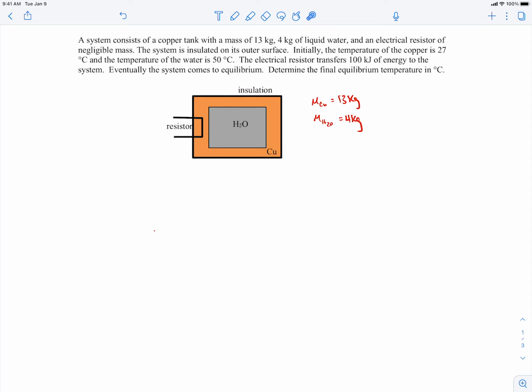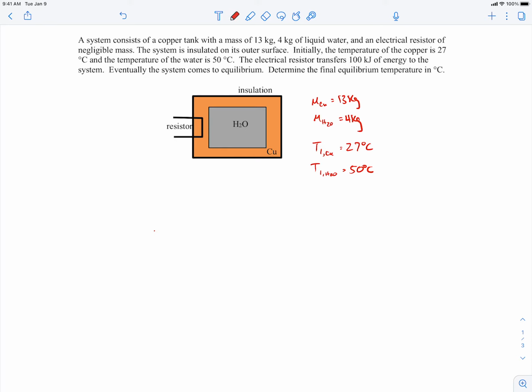Initially, the temperature of the copper is 27 degrees C and the temperature of the water is 50 degrees C. So let's write that down. The temperature initially of the copper is 27 degrees C. The temperature initially of the water is 50 degrees C. The electrical resistor transfers 100 kilojoules of energy to the system.